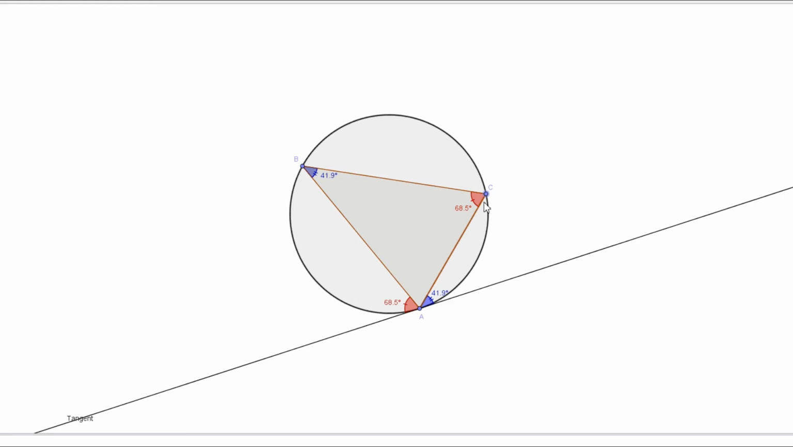In fact, we can see that the angle between the tangent and the chord, this angle here, is equal to the angle at the circumference here in the alternate segment, in the other segment. Remember, this angle is in this segment and this angle is in the other segment. So what we can say is that the angle between the tangent and the chord is equal to the angle at the circumference in the alternate segment. Okay? And this is what we call the alternate segment theorem.